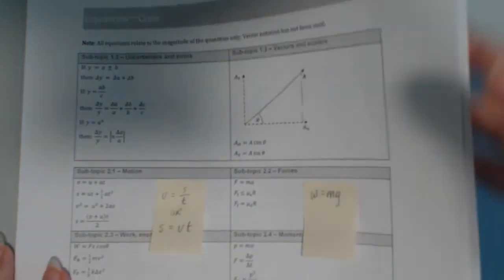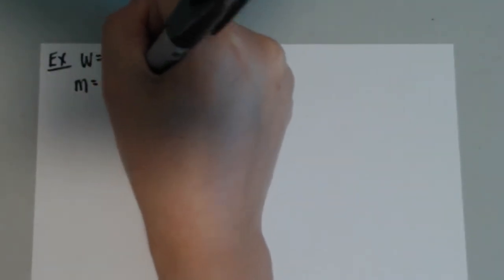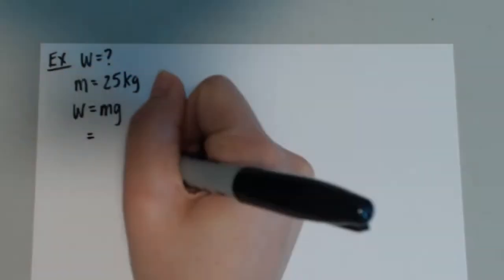Okay? All right, so in case you forgot, because I've been talking a lot about the formula sheet, this is the problem that we need to do. Calculate the weight of a 25 kilogram object. So something simple to get us started. So example, we're looking for the weight. The mass of the object is 25 kilograms. All right, so required, given, and those ones you can put in any order you like. Analysis, weight is equal to m times g. All right, now let's solve it.